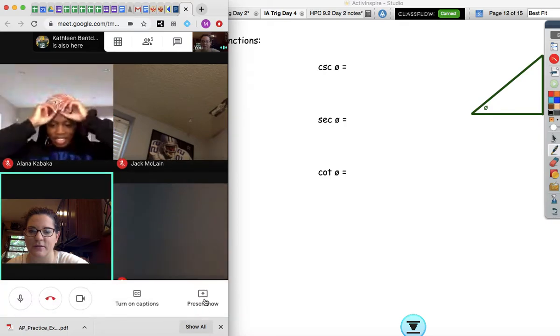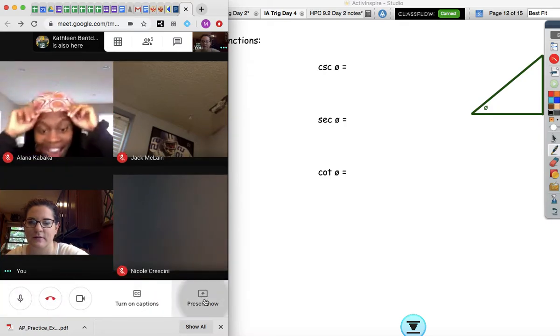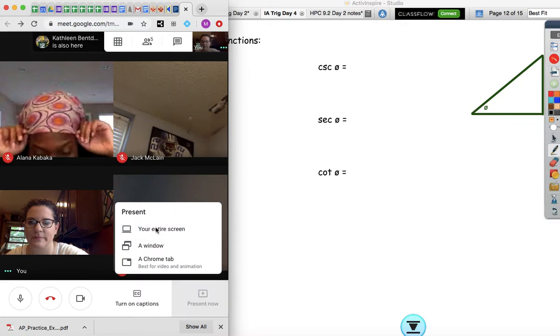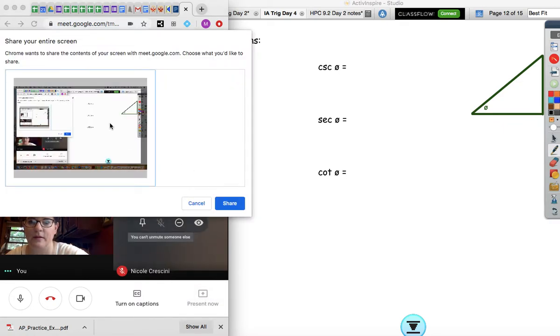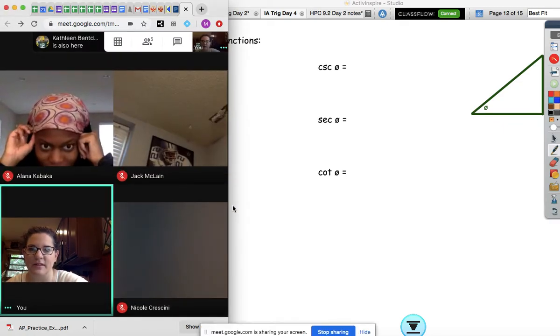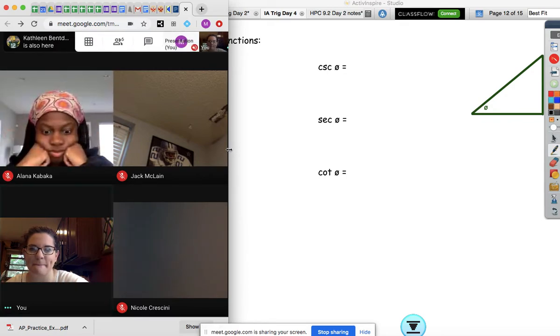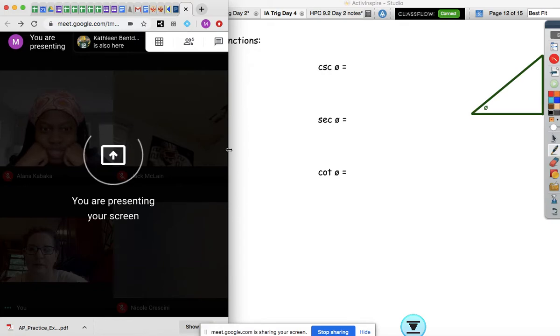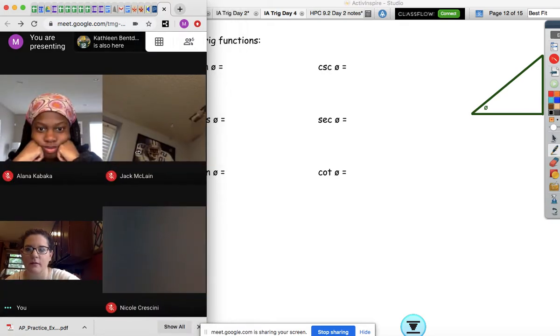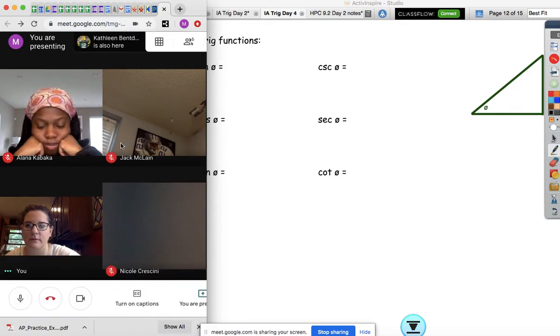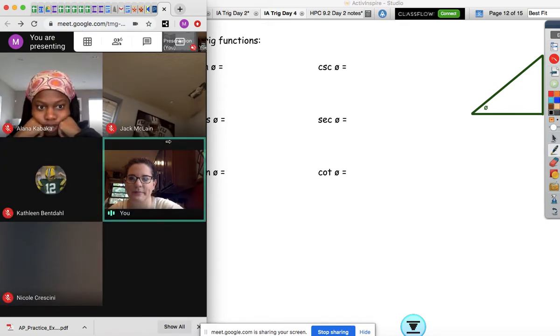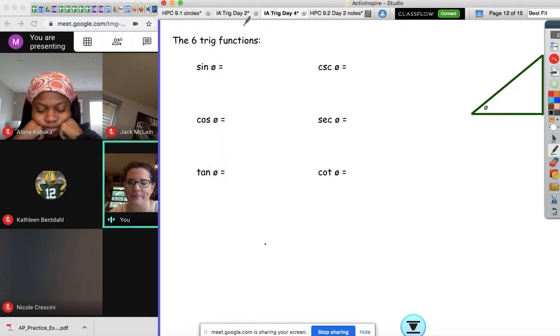Share my screen. Can you give me a thumbs up when you can see my screen? Sometimes it delays. I can see it. You can see it? Okay.